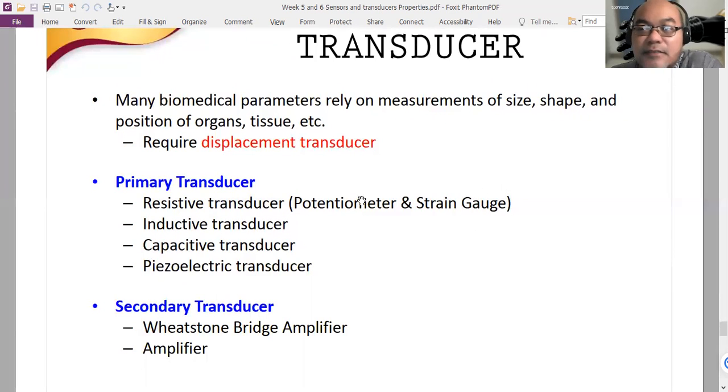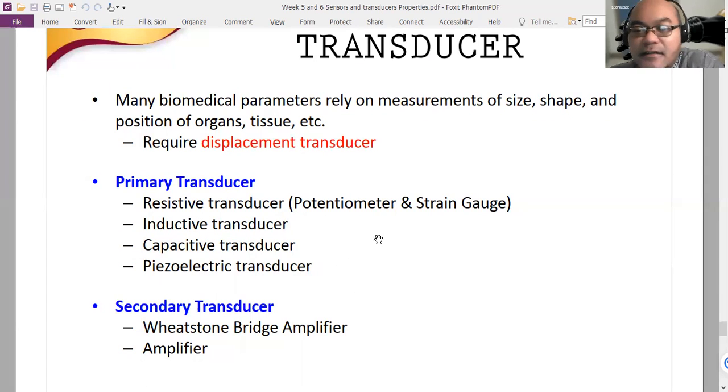An example would be a potentiometer and strain gauges. A potentiometer converts displacement into resistance change. A strain gauge converts strain, remember strain from material, into delta R, into resistance change. An inductive transducer converts either motion or displacement into inductance change. A capacitive transducer converts displacement, pressure change, or area change into capacitance change. A piezoelectric transducer converts stress or strain directly into voltage change.